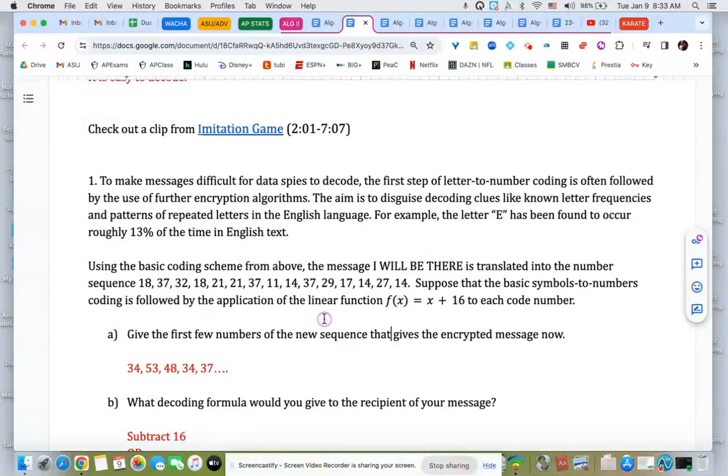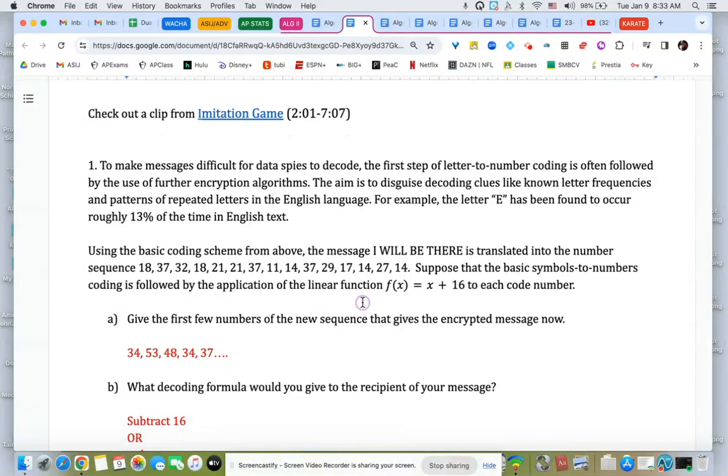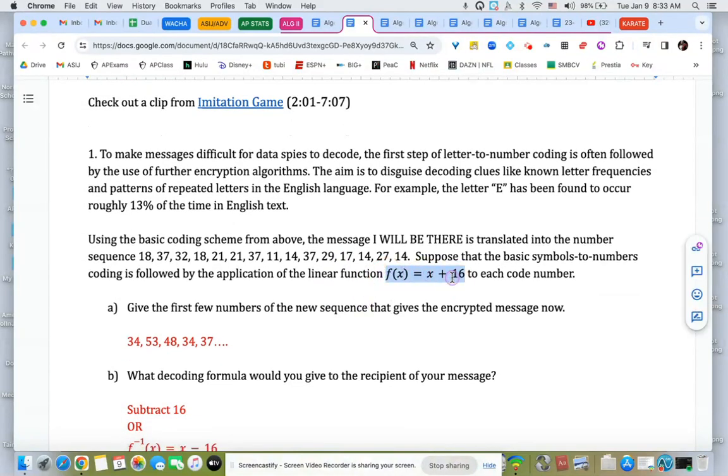Okay, but that's too easy to break. So to make it a little more complicated, we're going to do something to all those numbers. They're saying, take all your numbers and add 16 to them. The person on the other side, the person that you want to read the message, will know when they get the message that they're supposed to undo that, and that you added 16 to all the numbers before you sent it to them. So what's the sequence that your friend is going to get? Well, 18, if you add 16 to it, is going to turn into 34 right here. So we're just adding 16 to every single one of these numbers, and that's what you get here.